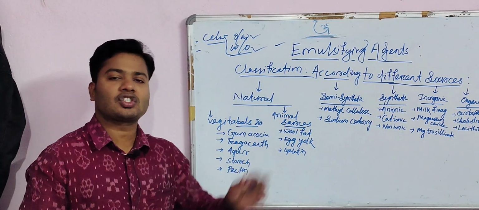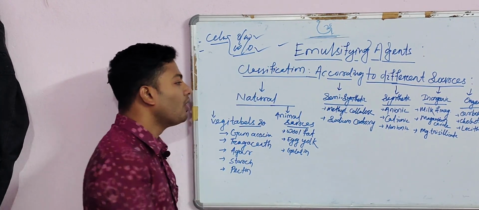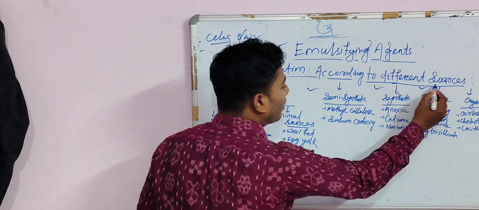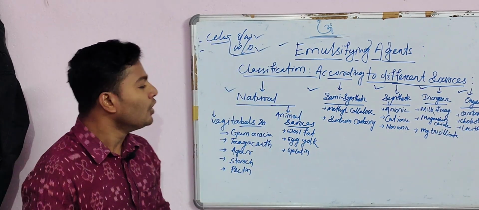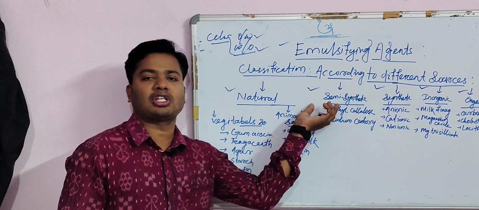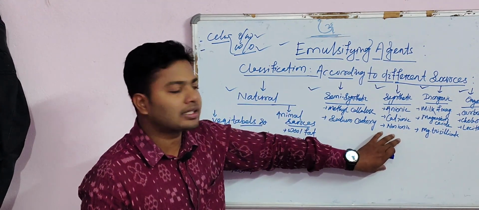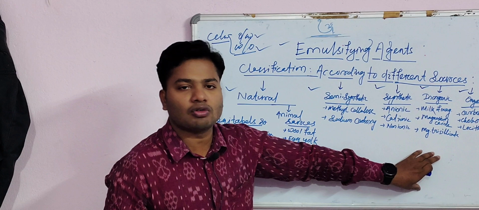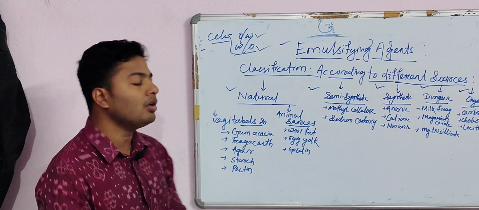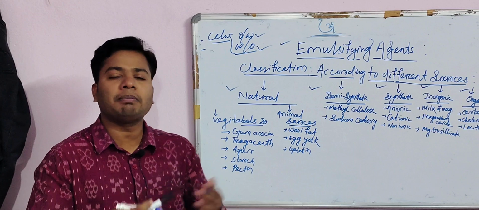First is the classification of emulsifying agent according to the different sources. Clear? According to source, it is classified into 5 categories: natural sources, semi-synthetic sources, synthetic sources, inorganic sources, and organic sources. From the natural sources, which type of emulsifying agent do you have to collect? From the semi-synthetic sources, which type? From the synthetic, which type? From the inorganic, which type? And for the organic part, which type? So according to the different sources, you have to collect multiple emulsifying agents.